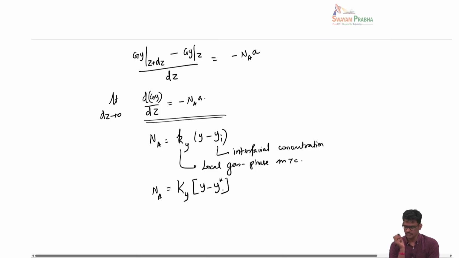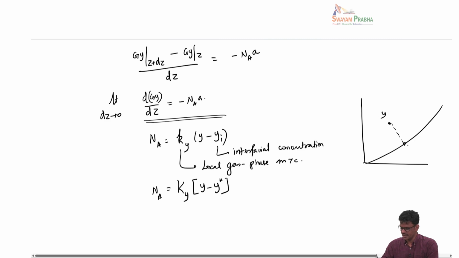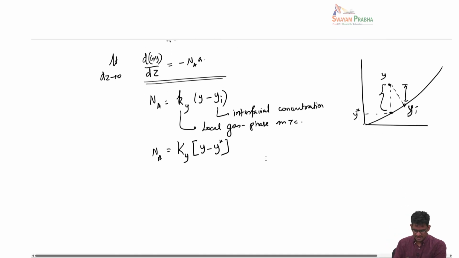For those who find this difficult, what we are talking about here is: Y is here, this is Yi, or we can use the Y star here. When you use this driving force, use the overall coefficient Ky. If you use this driving force, you use the local coefficient. All right, so now let's substitute that here.